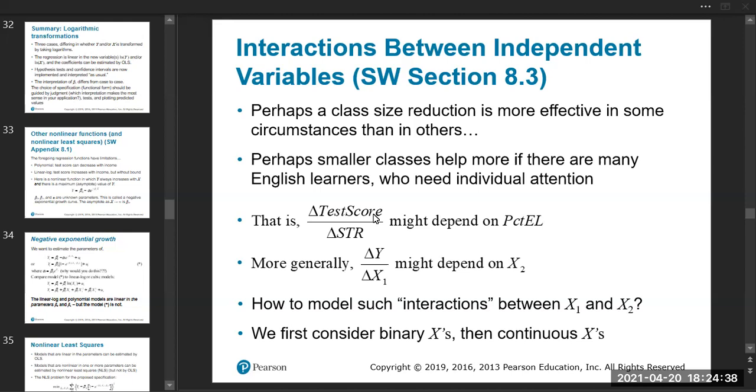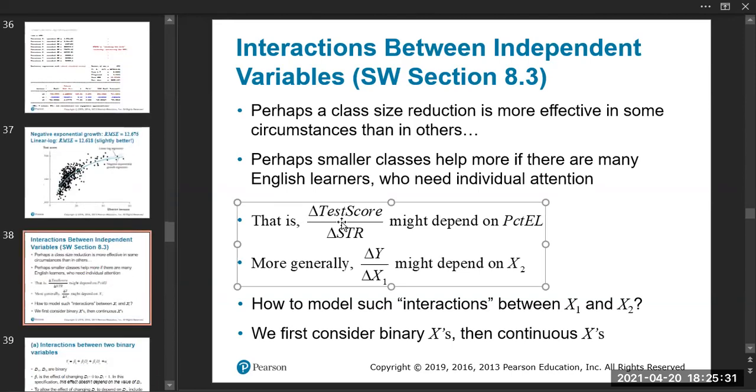Okay, so how do we actually model it? We believe that perhaps a class size reduction is more effective in some circumstances than the others. And perhaps a smaller class helps more if there are many English learners who need individual attention. So the argument here is that the slope for STR is higher in higher English learner school districts, but becomes smaller in lower English learner school districts.